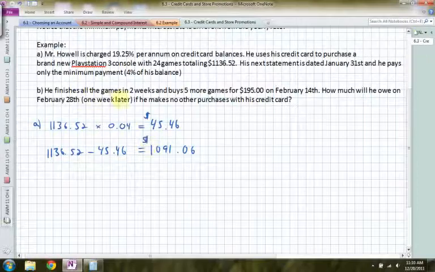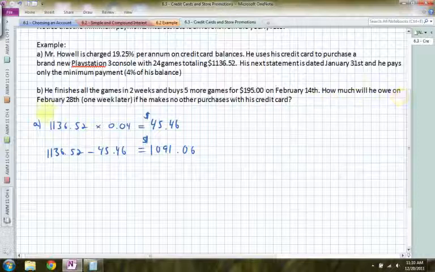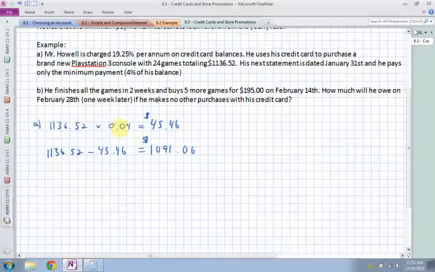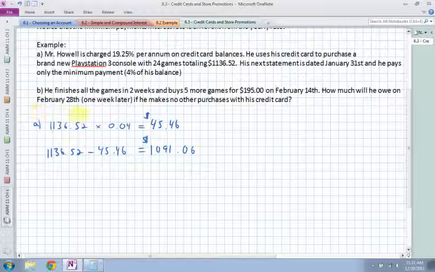Now it says he finishes all the games in 2 weeks and buys 5 more games for $195 on February the 14th. Then it says, how much will he owe on February 28th, which is 1 week later. So the first thing we have to look at is, he's going to pay everything on February 28th. So how much is he going to owe?